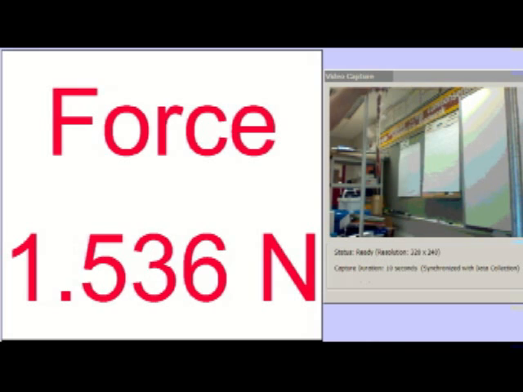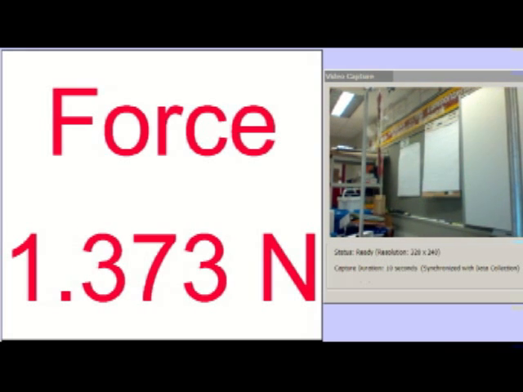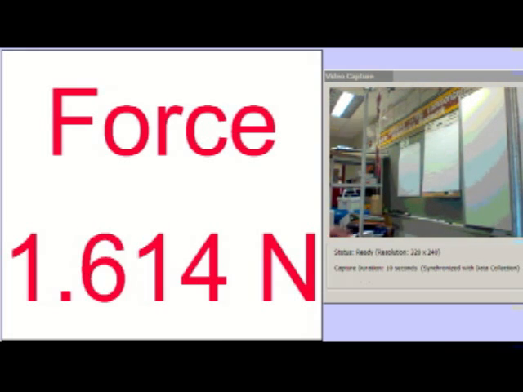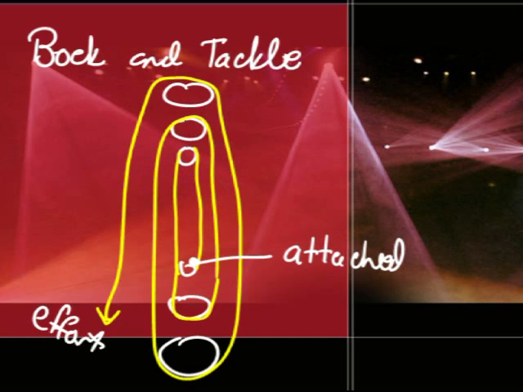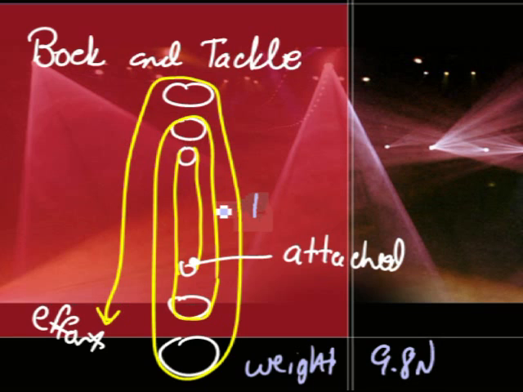This is another block and tackle, but it contains 6 different pulleys. If we look at the number of strings supporting our weight, so the weight would be beyond the screen here, it's 9.8 newtons, right? We have strings 1, 2, 3, 4, 5, 6 strings holding up this block and tackle.